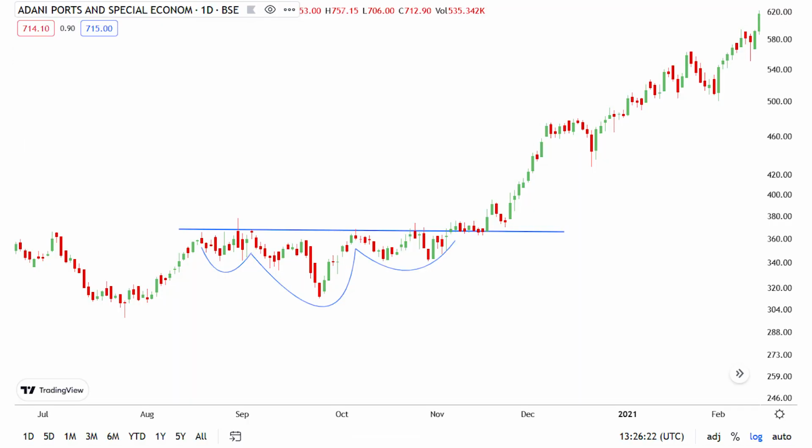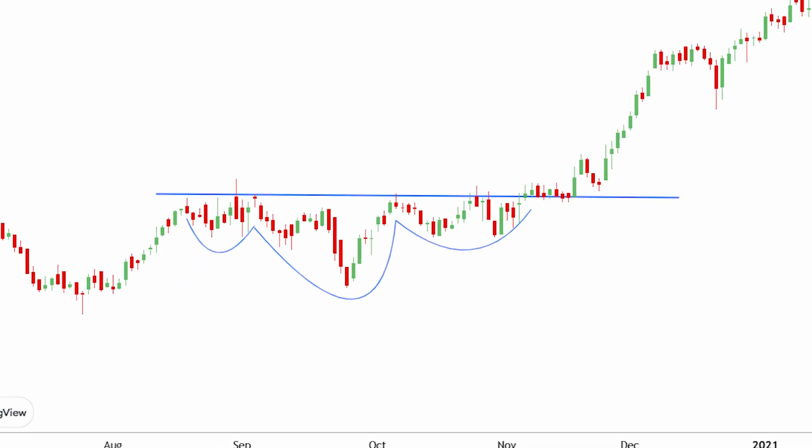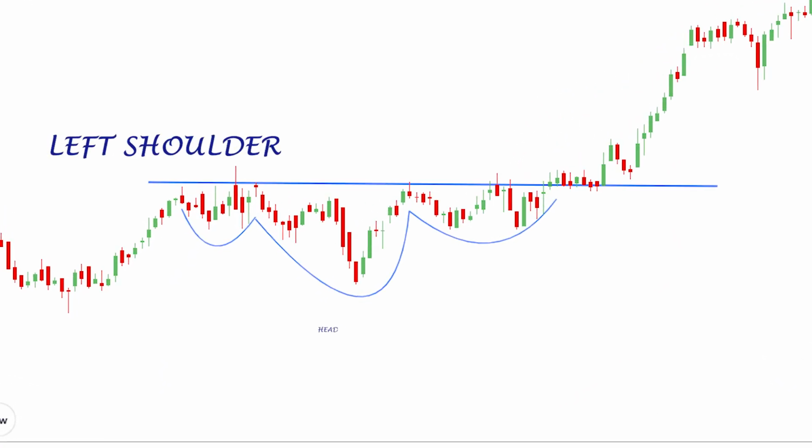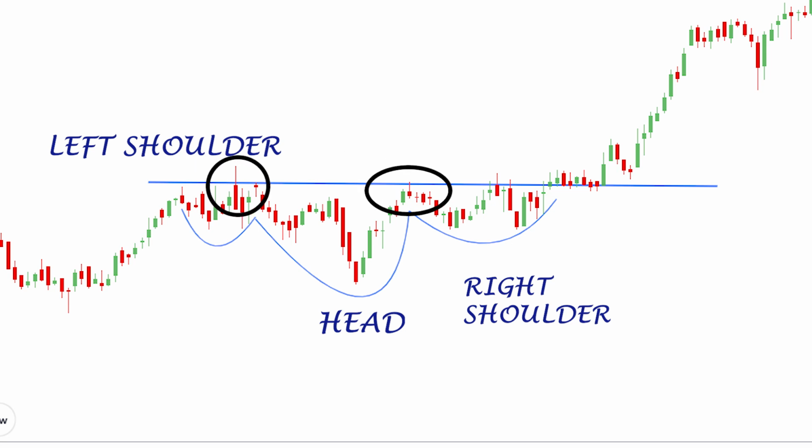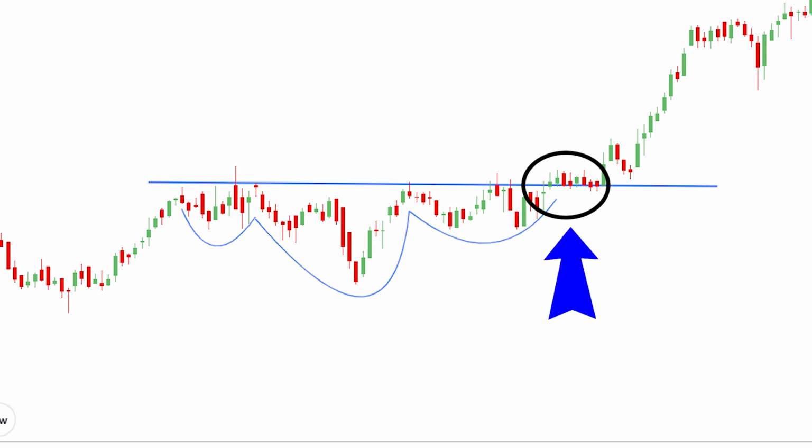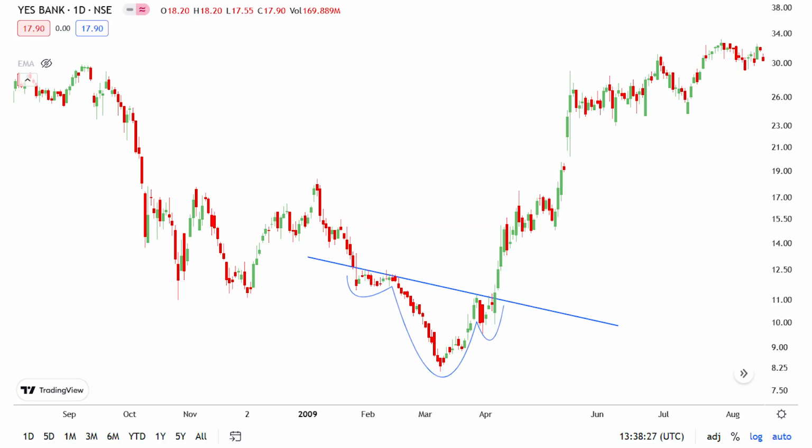This is the chart of Adani Ports. In this chart, you can see a smaller left shoulder, a big head and the right shoulder. And when you connect the two lows, you get the neckline. And when the price breaks the neckline, then the trend changes from a downtrend to an uptrend. And you can buy new position here. Now let's see another example of inverse head and shoulder pattern.